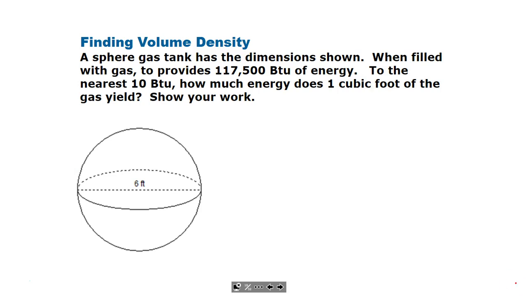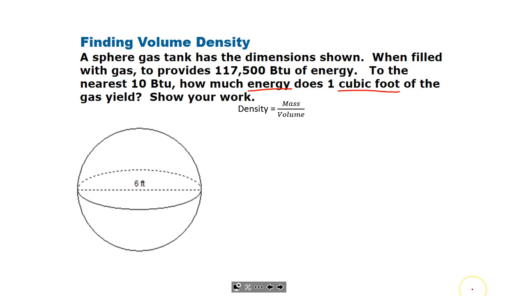Then we're talking about volume density. Now, I really want to show y'all this because most of y'all would not even know that this is talking about density by reading this question. So it says a sphere gas tank has the dimensions shown, when filled with gas to provide 117,500 BTUs of energy. To the nearest 10 BTUs, how much energy does 1 cubic foot of the gas yield? Well, it's saying energy per cubic foot. So that's one of my hints that this is a density problem. So I need to be able to find the mass and the volume.